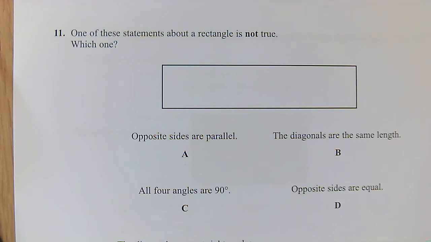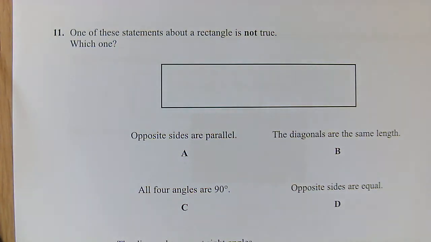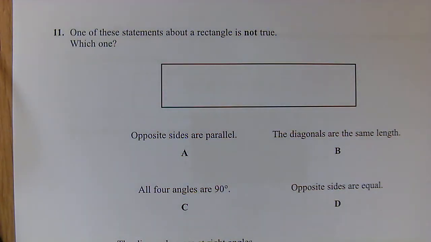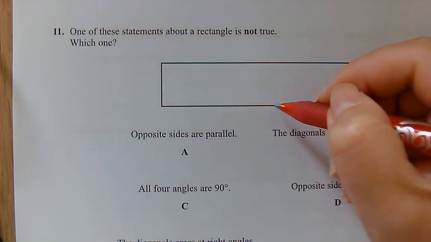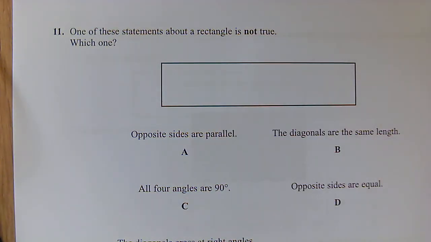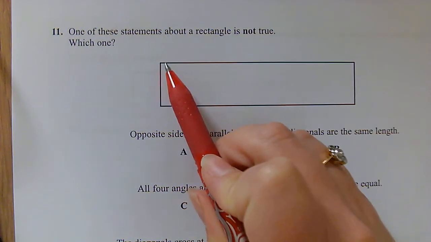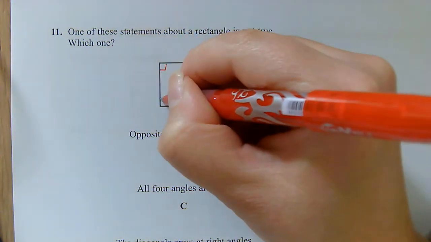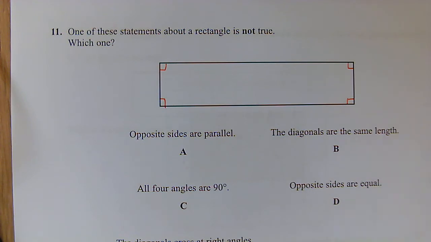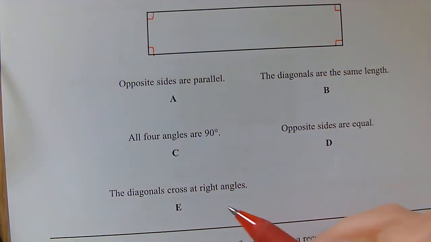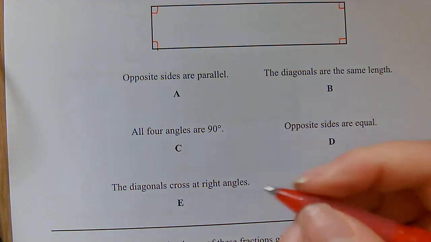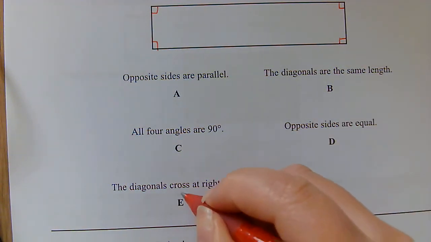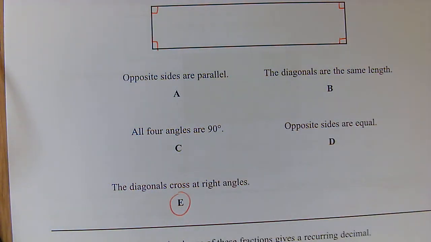Question 11. One of the statements about the rectangle is not true. Which one? So, the opposite sides are parallel. Yep, we've got 2 pairs of parallel lines here, so that's correct. The diagonals are the same length. Yes, that would be correct as well. All 4 angles are 90 degrees. Yes, that's true about a rectangle. Opposite sides are equal. Yes. And the diagonals cross at right angles, that is not true. So that's going to be E.